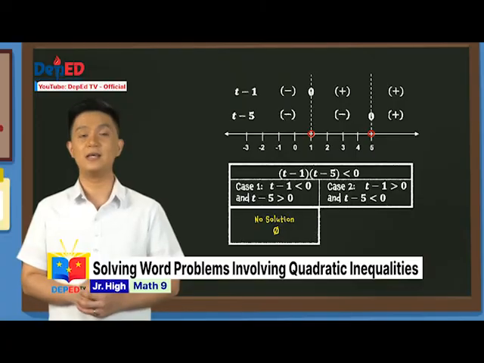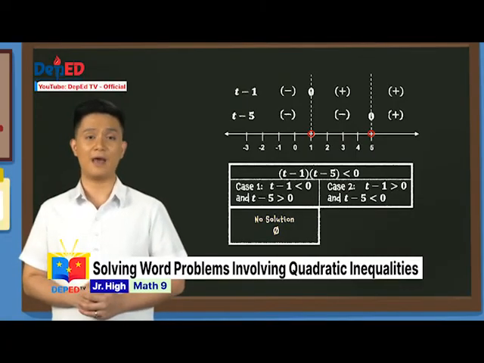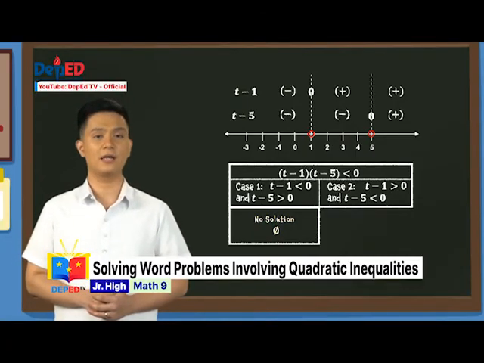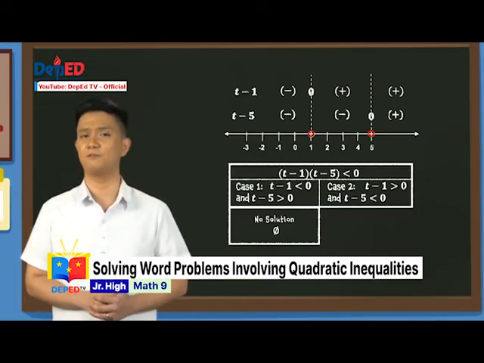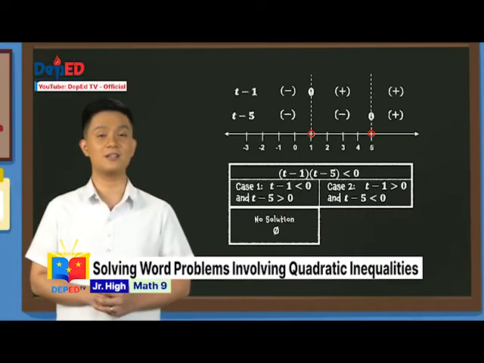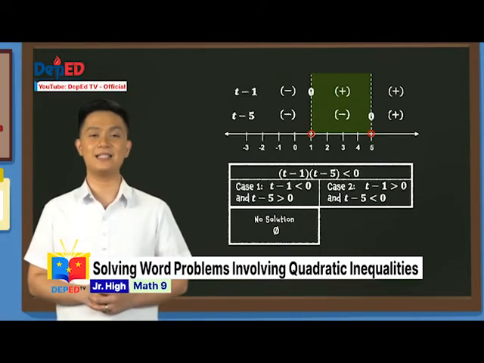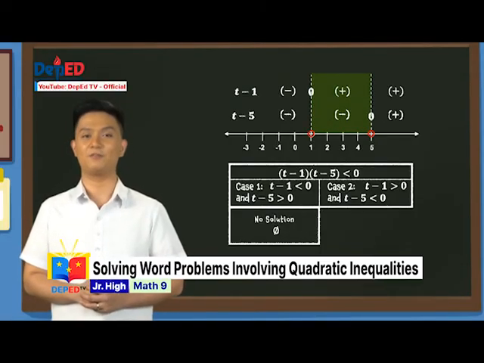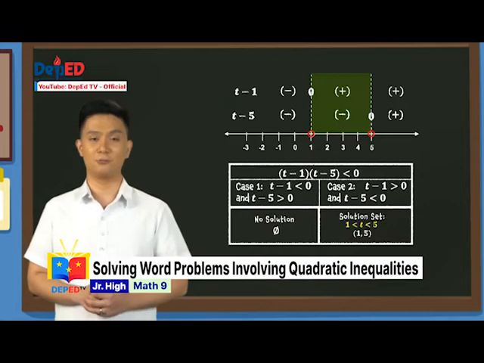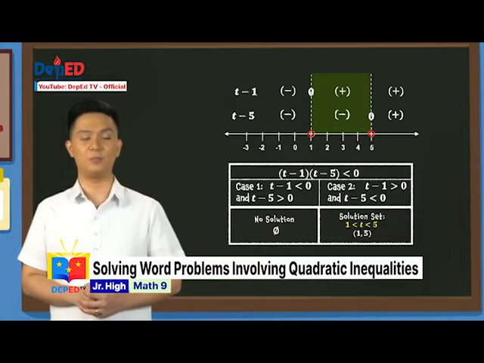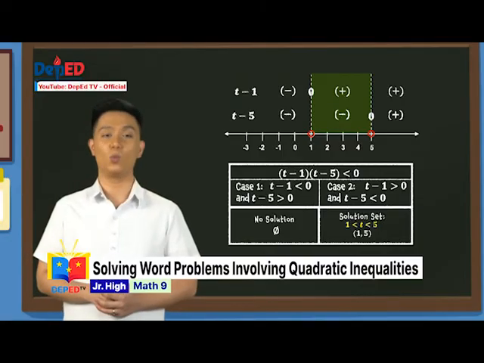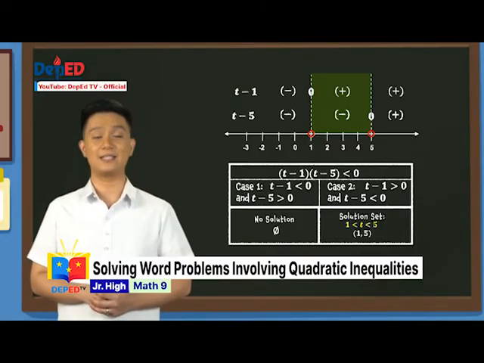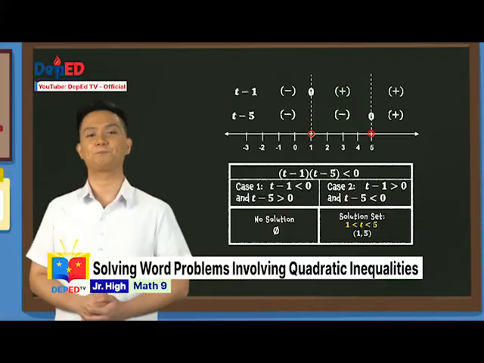Where on the graph do we see that the value of the factor t minus 1 is positive and that of the other factor t minus 5 is negative? It is in the region where 1 is less than t and t is less than 5. Hence, the solution set for case 2 can be expressed by the same double inequality. 1 is less than t and t is less than 5.